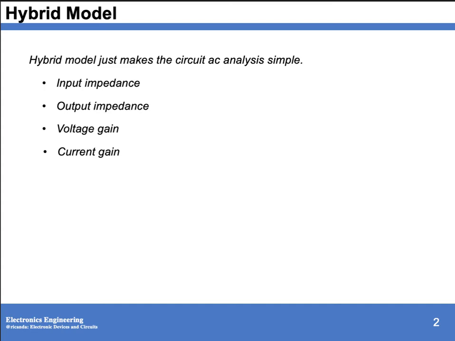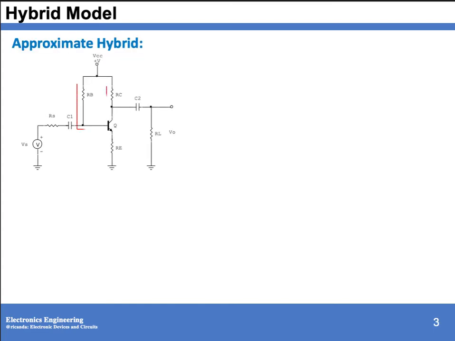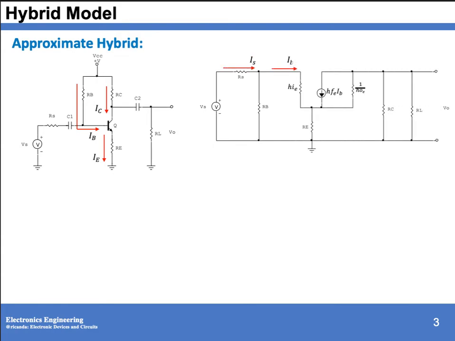So we begin our discussion of the hybrid model with the approximate hybrid. We have to change this circuit into an AC equivalent model. In your approximate hybrid model, its IE is already given, so we don't need to use DC analysis in order to solve for RE. If it is a common emitter, its IE is given. If it is a common base, it is called HIB.